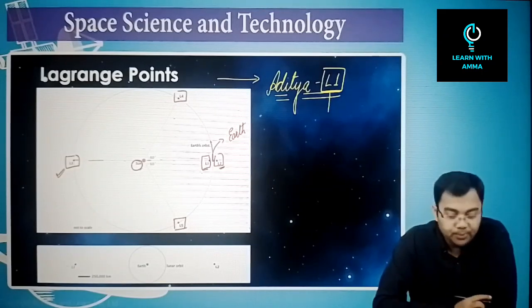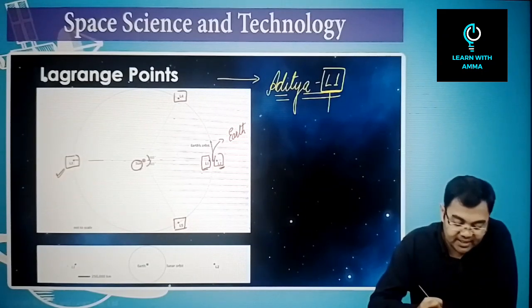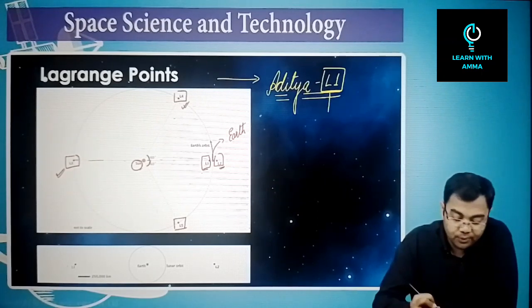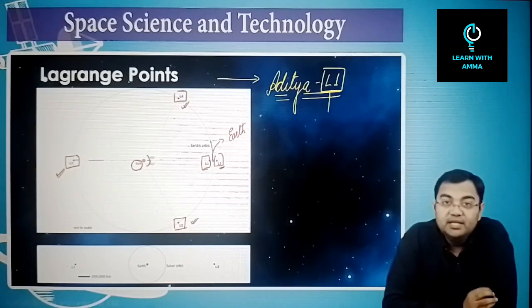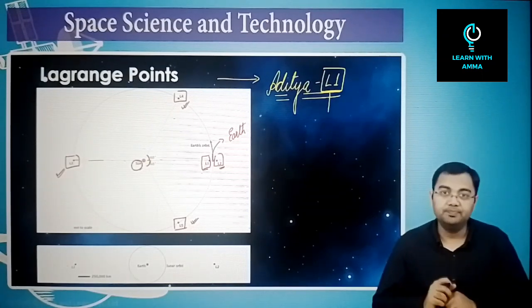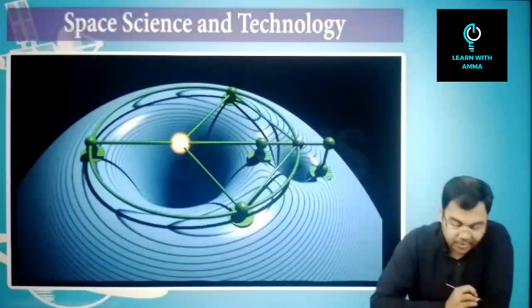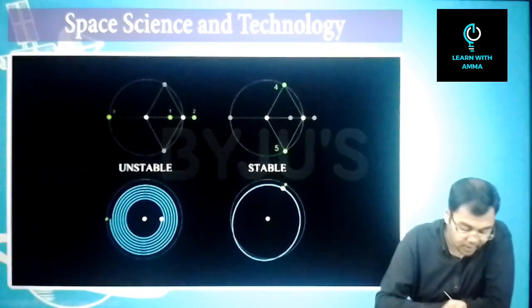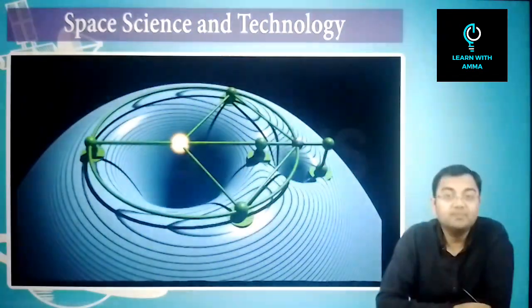After that, you have 2 more points which are located at 60 degrees ahead and behind the orbit of the earth. These are L4 and L5. Now these points are very important. These are 5 points which are said to be very stable. How are they stable? They are stable because of gravity. The effect of gravity between the two bodies is what makes them stable.